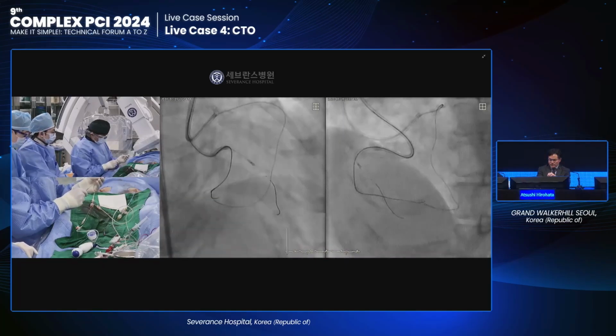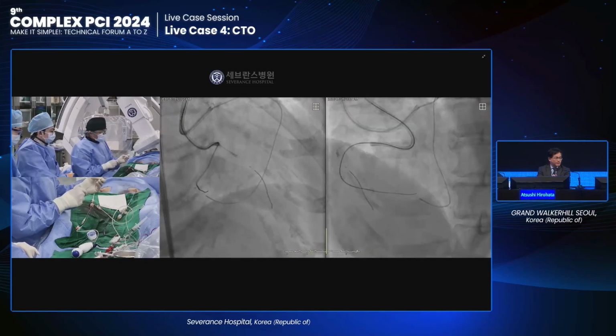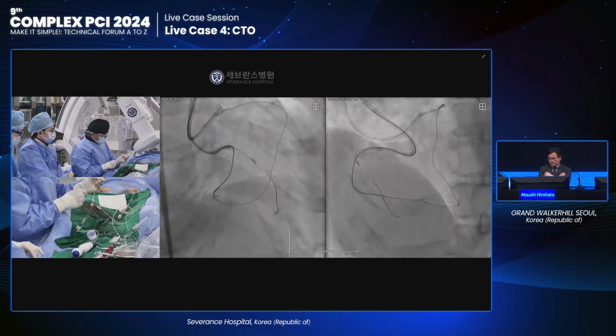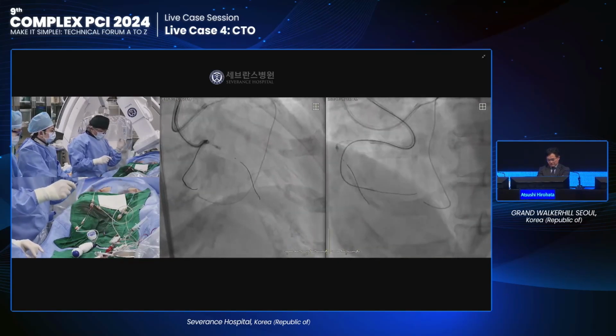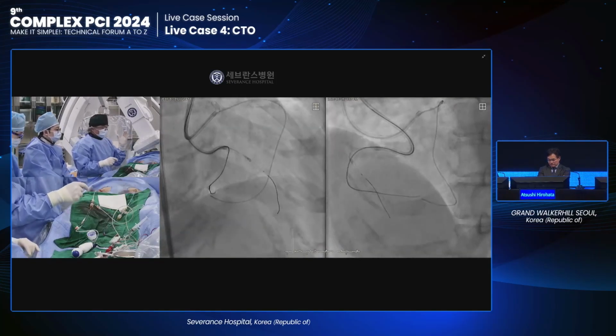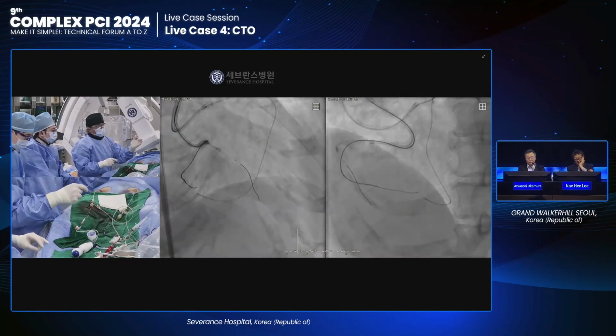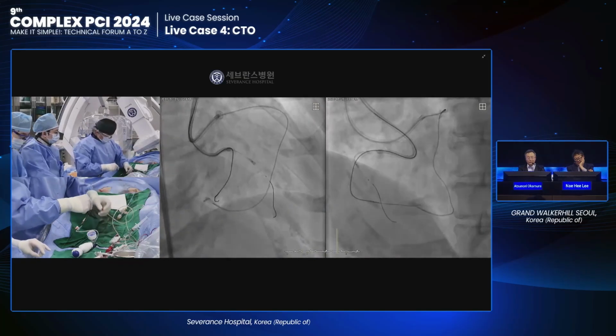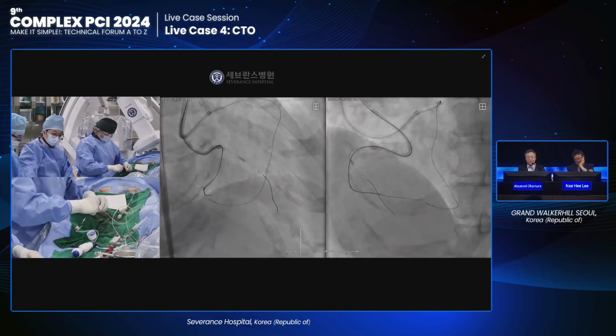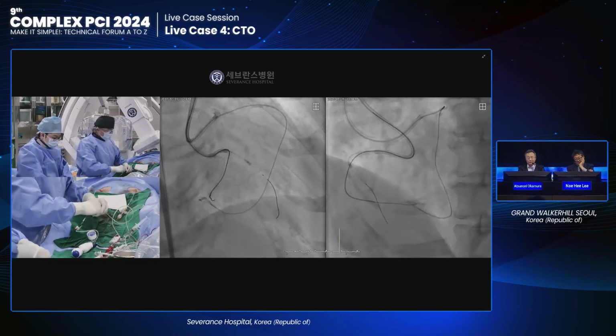Yeah. So the distal CTO seemed to be a little bit more proximal than expected. Right. Actually, in previous injections, I only see the PD and PR. However, now we can see some portion of the distal LAD. So I think this is a very good candidate for the retrograde approach.